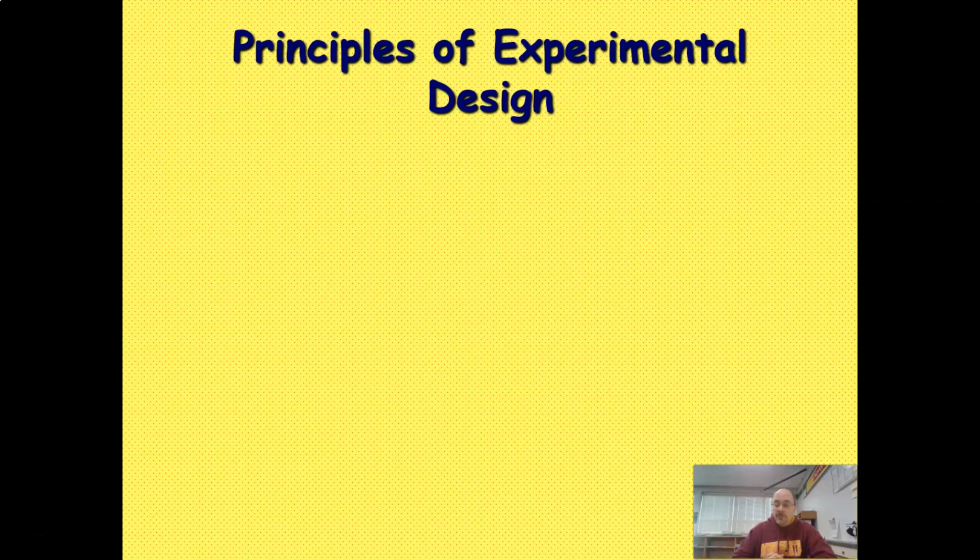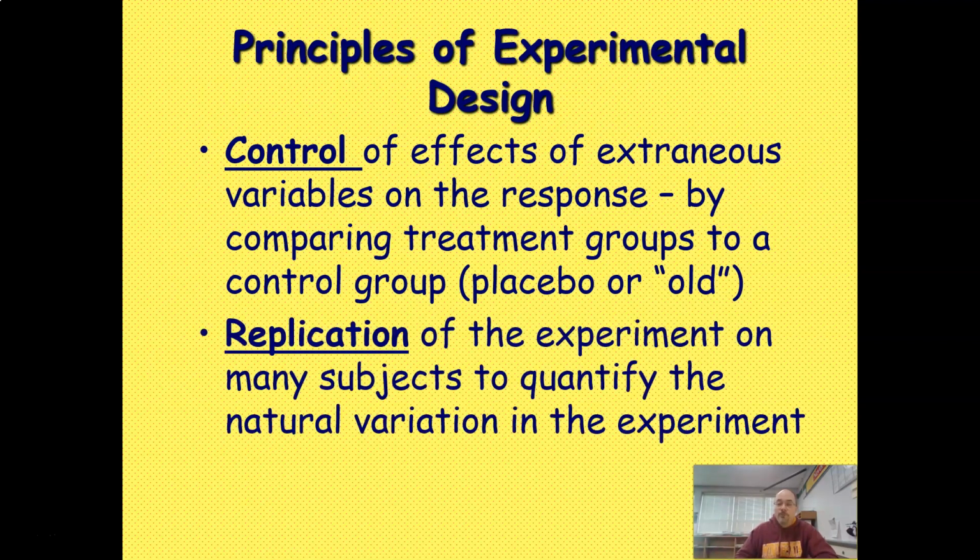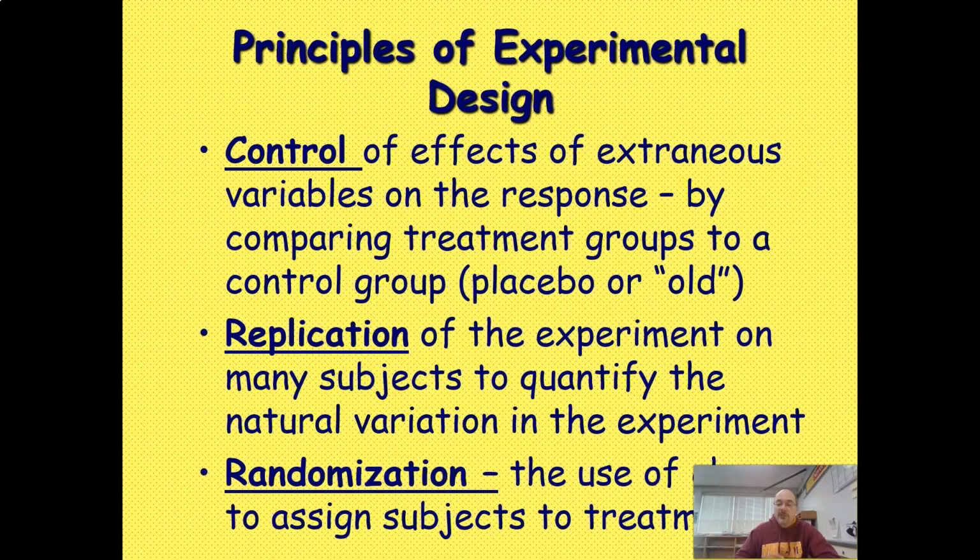Now, some principles of experimental design. Okay, and this stuff is in your book. Please read the book. Control of the effects of extraneous variables on the response by comparing treatment groups to a control group, placebo group. Okay, that's control. You should be able to replicate it. Replication of the experiment on many subjects to quantify the natural variation in the experiment. Okay, usually you don't just run the experiment once, you run it several times, and you've got to be able to replicate it. Randomization, the use of chance to assign subjects to treatment. Again, if I'm going too fast, please pause, rewind.